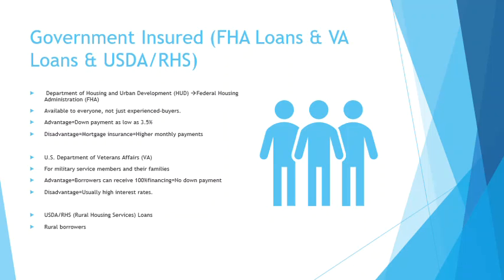Veterans Affairs, VA loans, they're for military service members and their families. And the advantage is that you can get 100% financing, so you don't have to worry about a down payment. But the disadvantage is you usually have high interest rates. They're usually the highest interest rates that you can get in the United States. So be wary of that. USDA and RHS, they're more for agricultural use. So if you're a farmer and you're looking at getting a mortgage for land, then this is what you'd be looking for. They're usually the go-to for the farming industry.